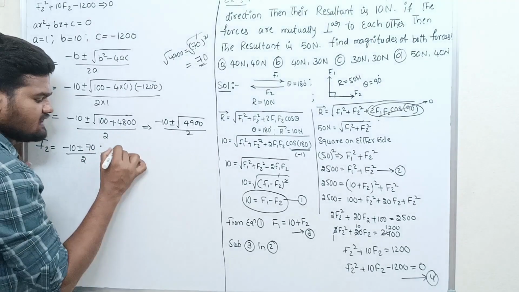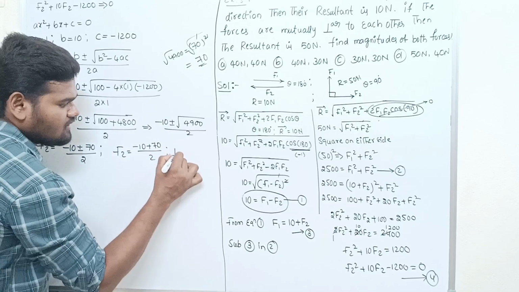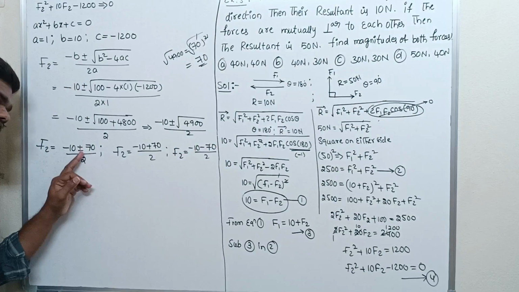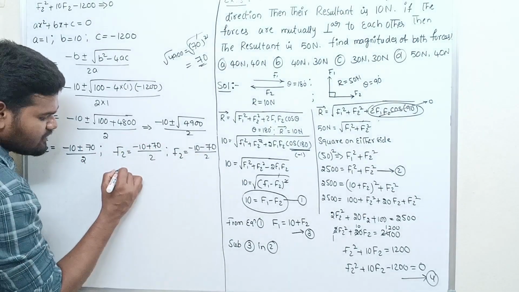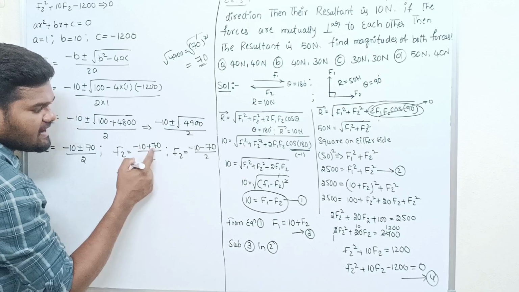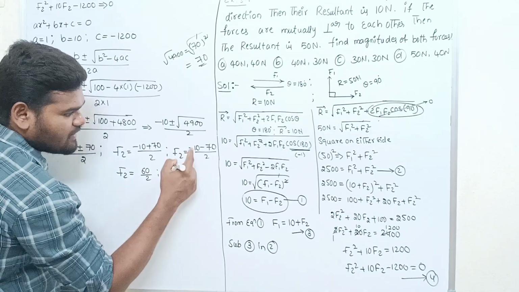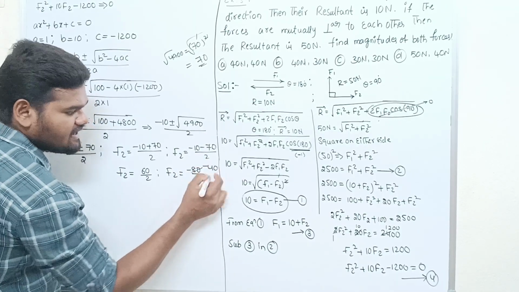So it can be written as F2 is equal to minus 10 plus 70 divided by 2, and F2 is equal to minus 10 minus 70 divided by 2. Plus or minus is there, I have just written the plus term once and the negative term once. So F2 is equal to minus 10 plus 70, 60, divided by 2. And F2 is equal to minus 10 minus 70, minus 80, divided by 2.